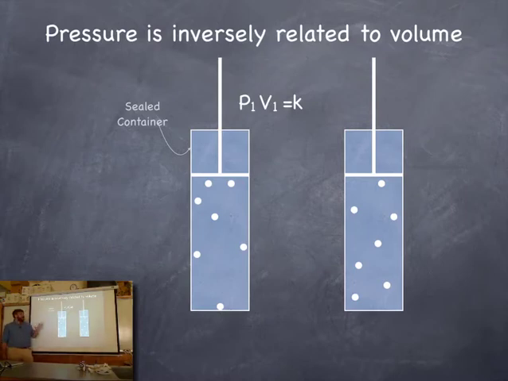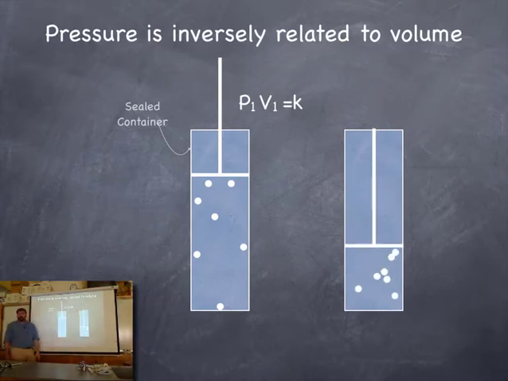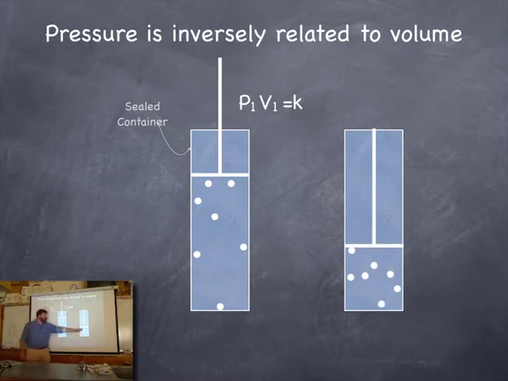Okay? Now, what happens if I take this plunger and I push the plunger down? The volume goes down. So we decrease the volume, right? The particles are still bouncing around in here, but now they're bouncing around in a much smaller space. How does that affect how they hit the sides? Do they hit the sides more often? Yeah. Because it's a smaller space, it takes them less time to get from one side to the other. So if they're hitting more often, that means the pressure went up.